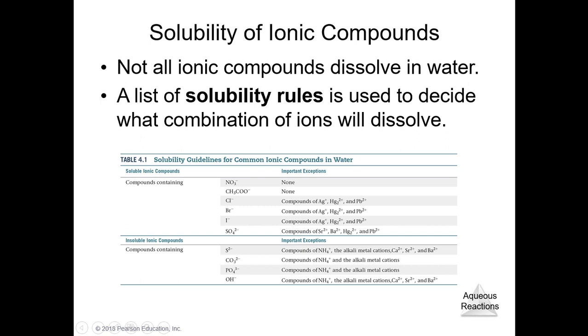When you look at the insoluble compounds, sulfide, carbonate, phosphate, and hydroxide are generally insoluble, except with alkali metals and ammonium. Another cation that is always soluble is ammonium. So these are the solubility rules.